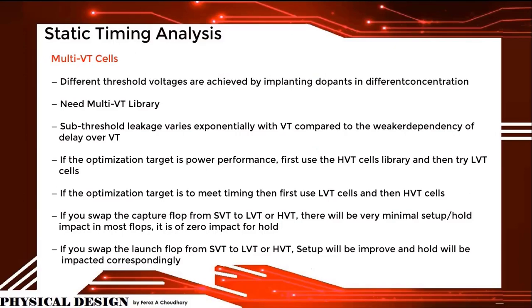Multi-VT cells. Different threshold voltages are achieved by implanting dopants in different concentrations. We need multi-VT libraries. Sub-threshold leakage varies exponentially with threshold voltage, compared to the weaker dependency of delay on threshold voltage. If the optimization target is power performance, first use the HVT cells library and then try LVT cells. If the optimization target is to meet timing, then first use LVT cells and then HVT cells.